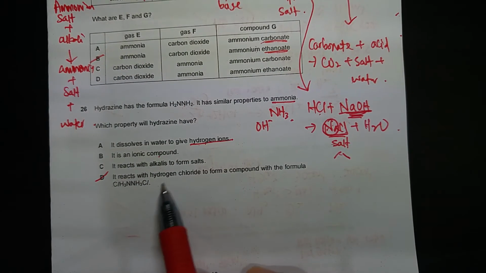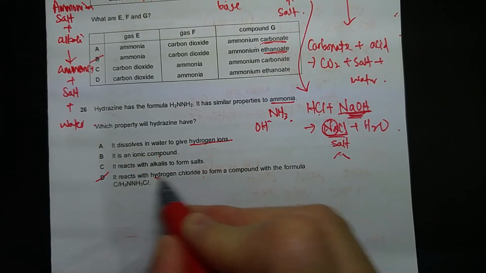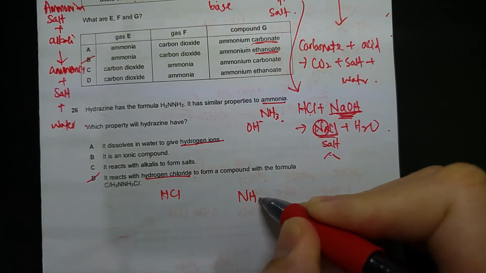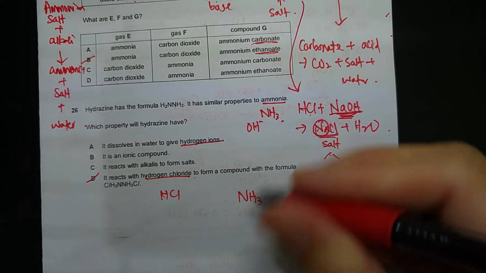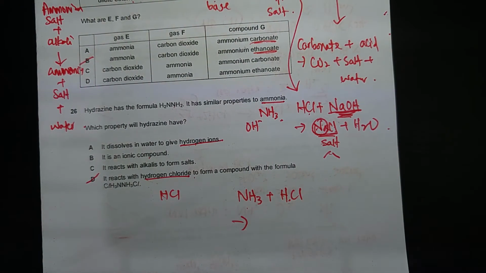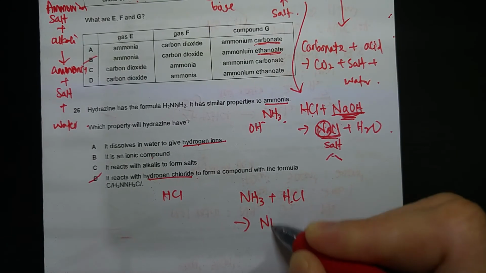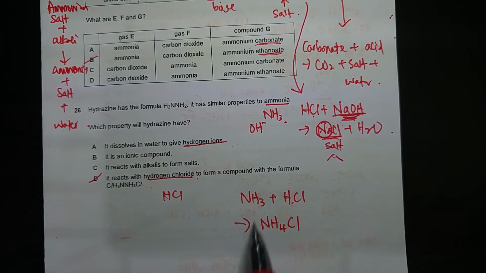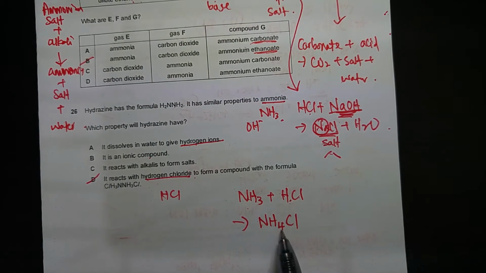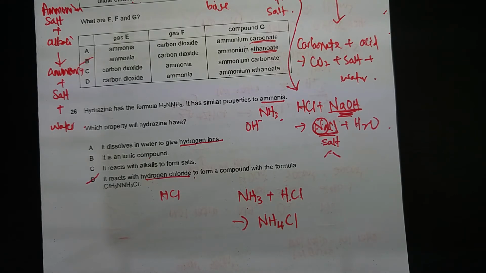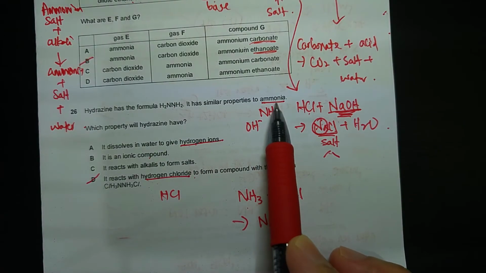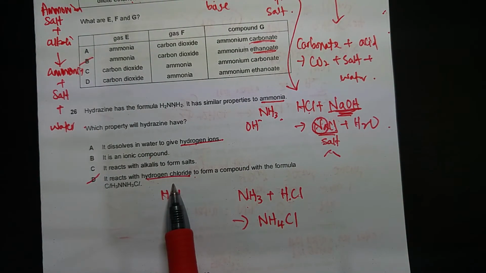But if you look at D, it reacts with hydrogen chloride to form a compound. Hydrogen chloride is HCl. Let's look at ammonia, because it says similar properties. So ammonia and HCl, acid and base, will form salt. So this salt is NH4Cl. Basically just combine NH3, this H becomes here, combine 4 and then Cl. Basically they just combine.